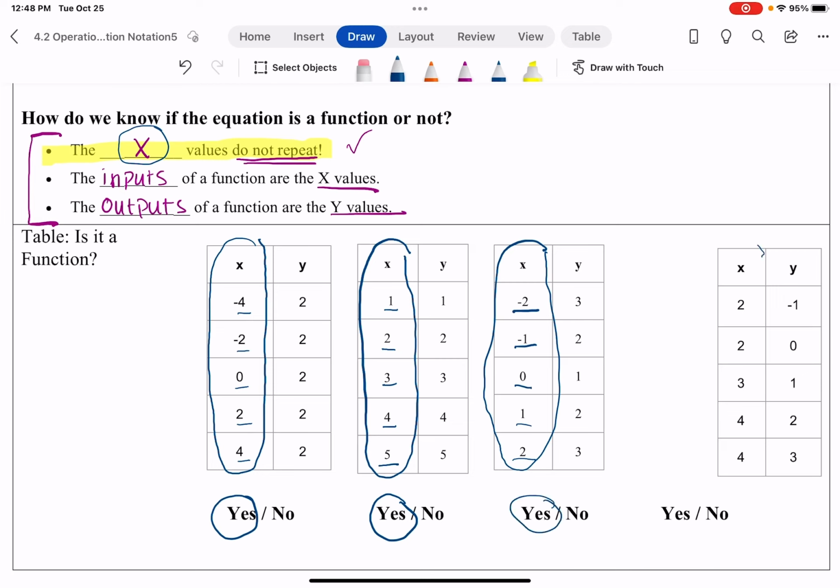However, this very last one, so let's look at these x values in this fourth one. I have a 2 and I have another 2. Oh no, they're repeating. Same with my 4s. 4 and 4, those are repeating. So that means that this is not a function. So when you are looking at a table, you cannot have repeating x values. So that's what makes it a function or not.